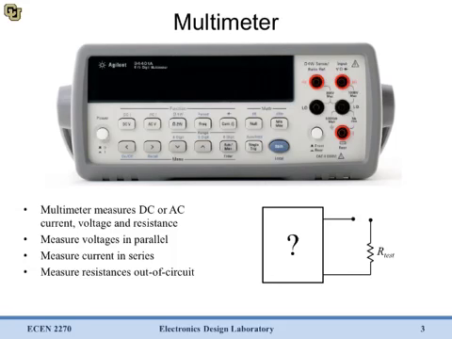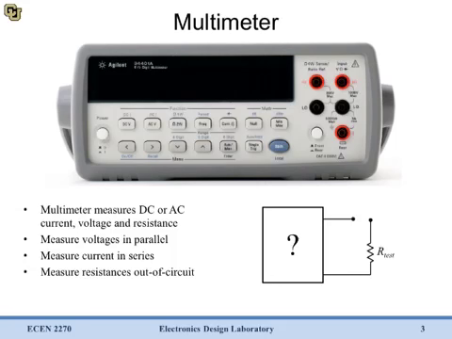We use multimeters to measure constant quantities, so these are DC currents, voltages, and resistances, as well as AC currents and voltages, as long as the AC amplitude is not changing. Make sure to measure voltages in parallel and currents in series. This is because a multimeter in voltage measurement mode looks like an open circuit, while a multimeter in current measurement mode looks like a short circuit.